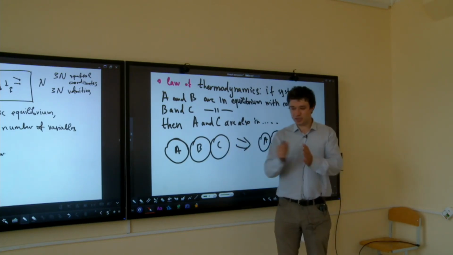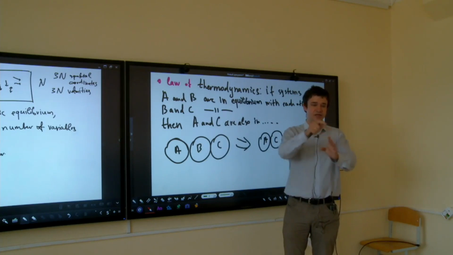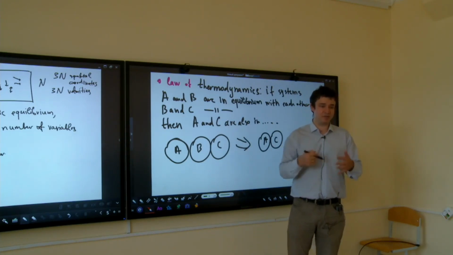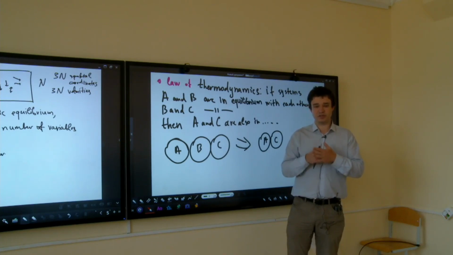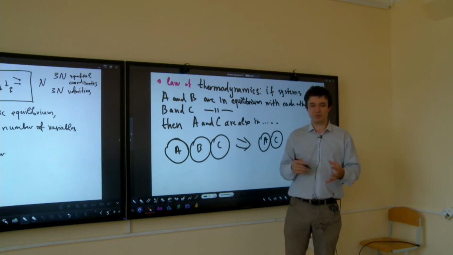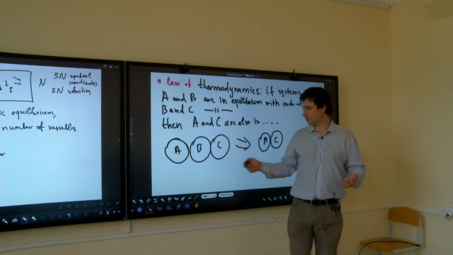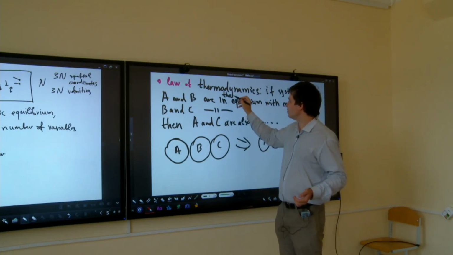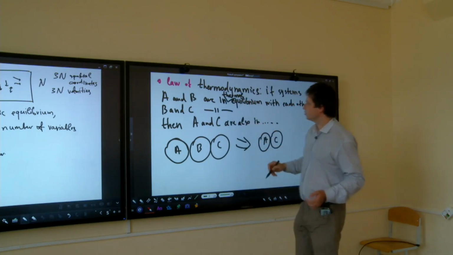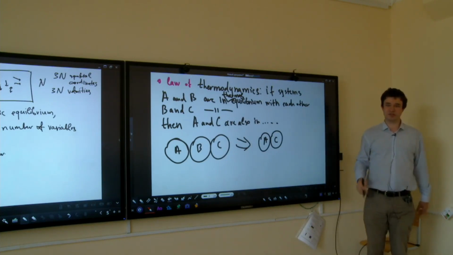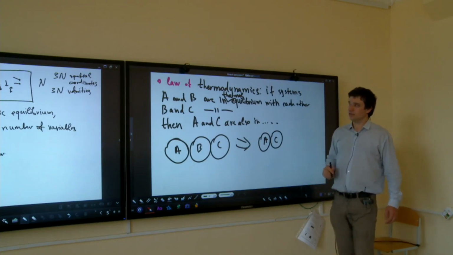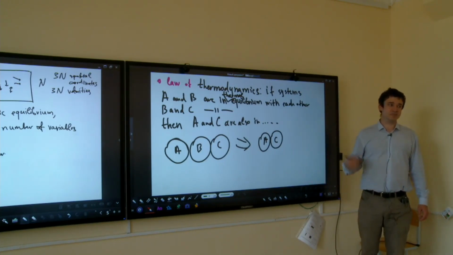So I bring them into contact. I can assume that I have, for example, a rigid wall which separates these two systems, which allows them to interact, but doesn't allow them to compress or to expand each other. So for this particular type of interaction, thermal equilibrium. Okay, so then to introduce the temperature.